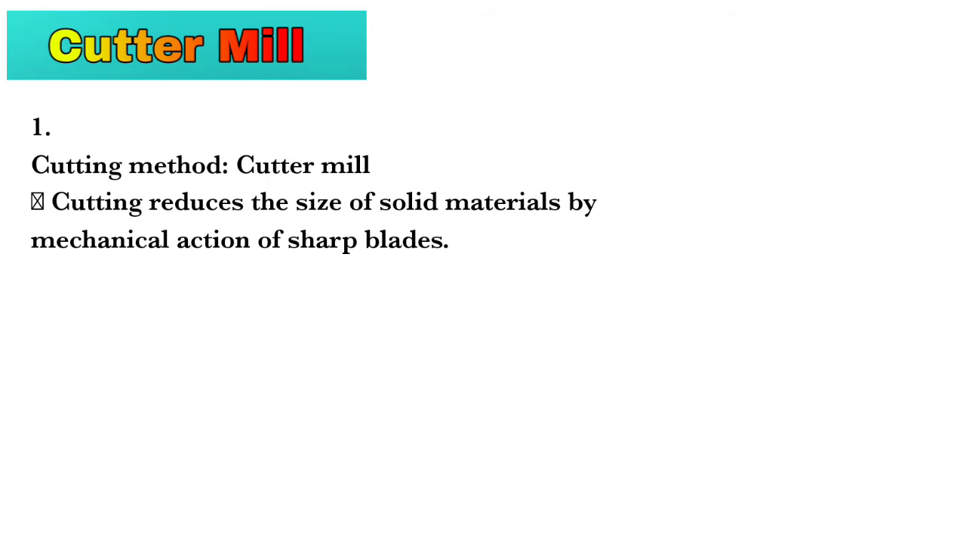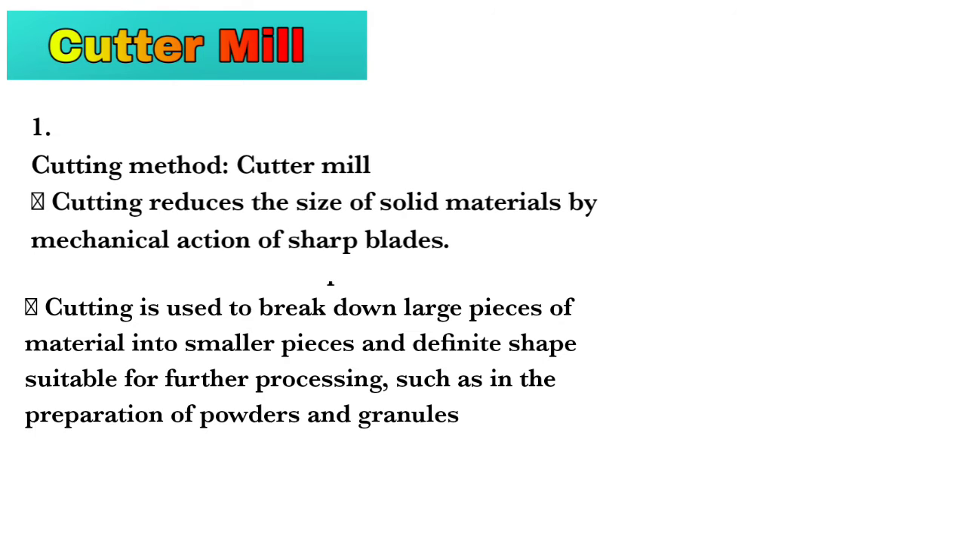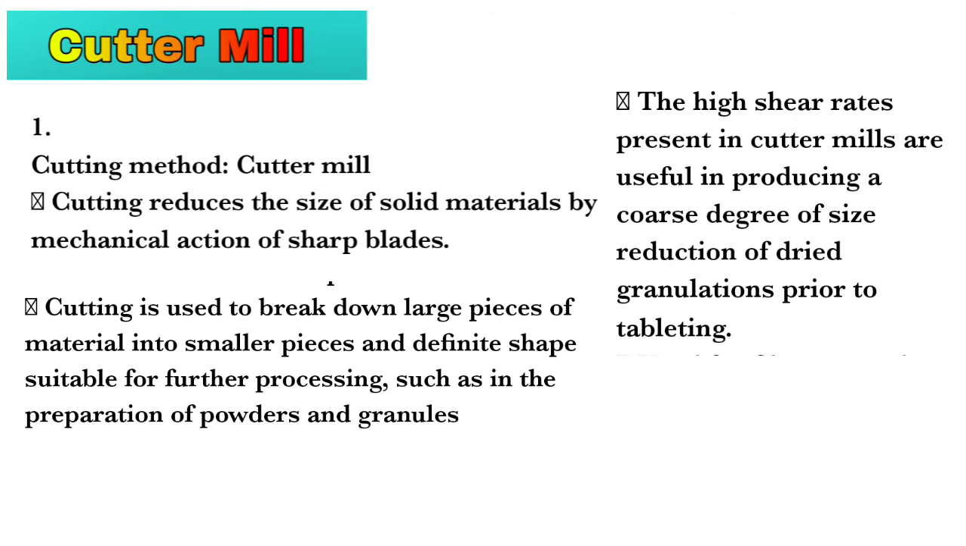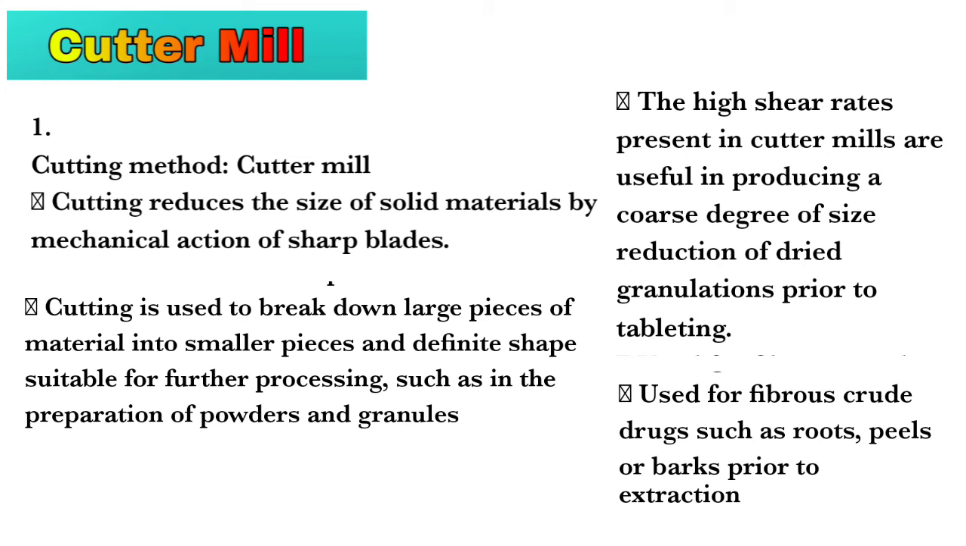Cutting reduces the size of solid materials by mechanical action of sharp blades. Cutting is used to break down large pieces of material into smaller pieces of definite shape suitable for further processing, such as in the preparation of powders and granules. The high shear rates present in the cutter mills are useful in producing a coarse size of dried granulations prior to tableting, and for fibrous crude drugs such as roots, peels, and barks prior to extraction.